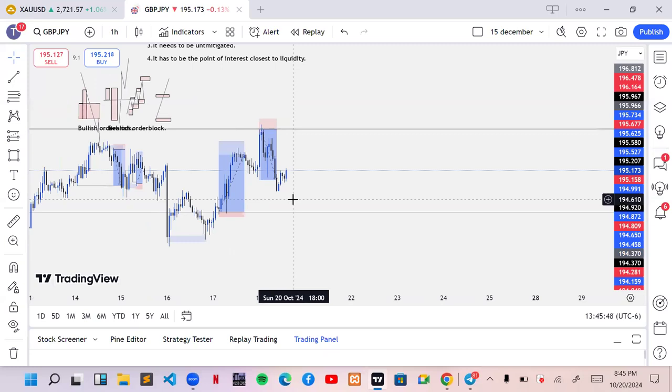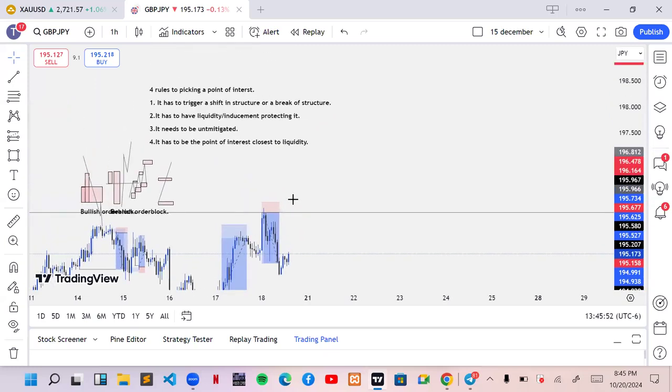Knowing when to pick between an order block and a breaker block, you need to pay attention to all these four criteria. You have a shift in market structure. You have liquidity protecting it. It needs to be unmitigated. It now has to be the point of interest closest to liquidity. Meaning that you can only use the order block if your breaker block was mitigated. If your breaker block is unmitigated, you have to pick your entry from the breaker block because it will be the closest one to liquidity.